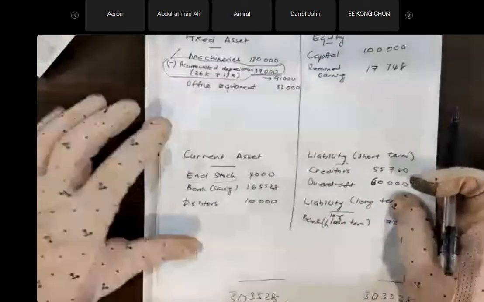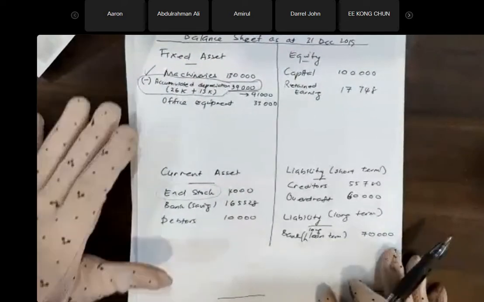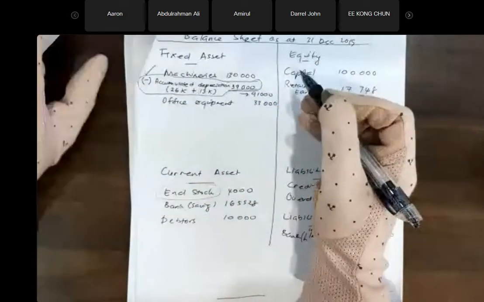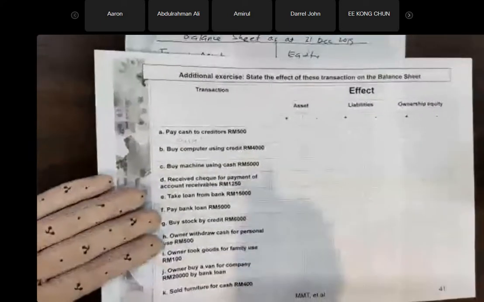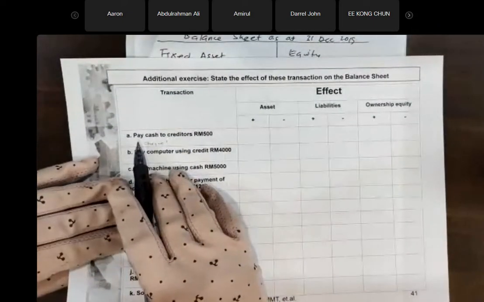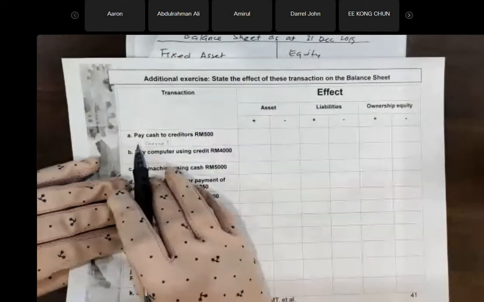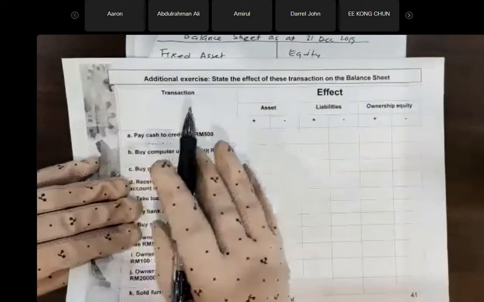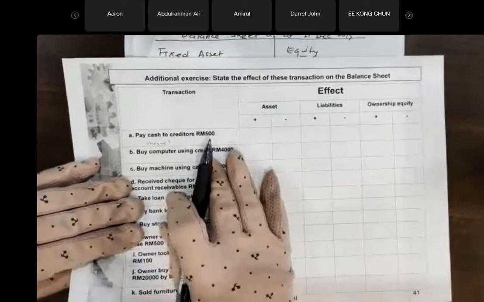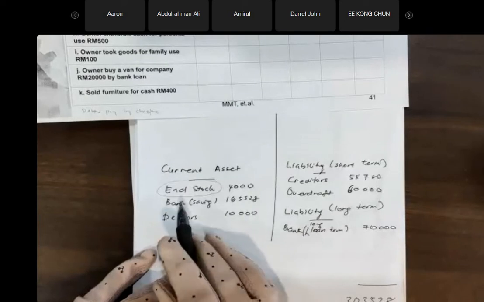Now let's say I use the existing one. The existing one, you have the category already: fixed asset, current asset, and all the categories. And it is easy to detect which one. For the first one, pay cash to creditors. The company will pay cash to creditors 500 ringgit. So which one do you think will be affected? You pay cash. Here you don't have the cash.